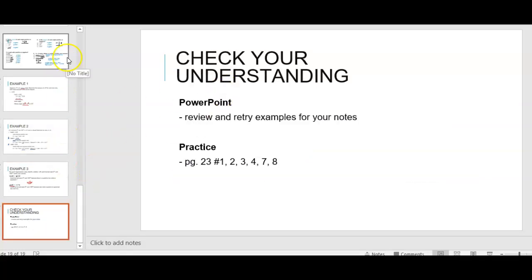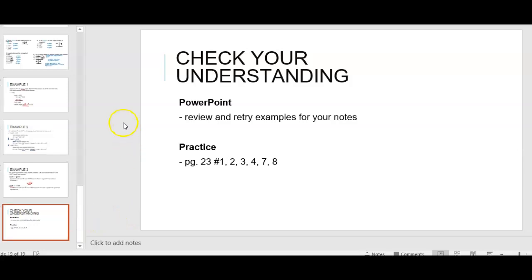Please go over the examples. Make sure that you understand each one of them. And for extra practice, go to page 23 in your textbook and work with problems 1, 2, 3, 4, 7, and 8. Okay? That is the end of the lesson. Bye for now.